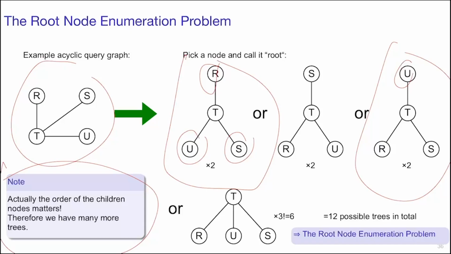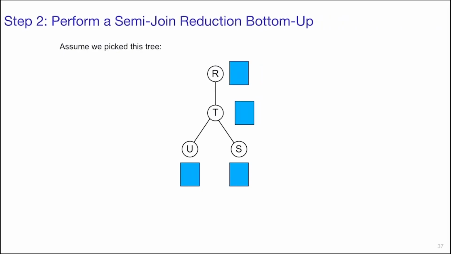So there's a huge space of possible plans that is generated just in this single step. This is called the root node enumeration problem. Then how do we actually execute that in an algorithm? Without doing the SQL magic, the SQL rewrites, we now have the option to actually run an algorithm. And that's what this visualization shows.